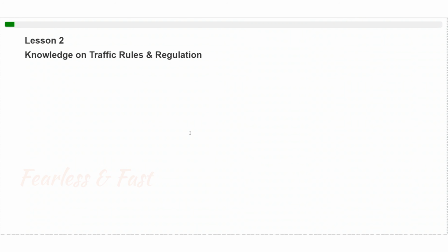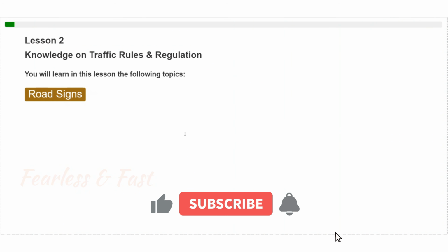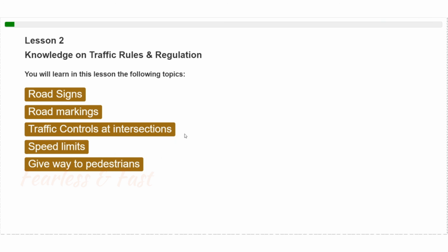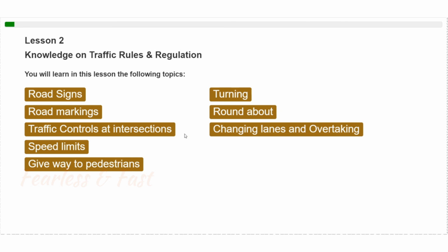Let's start Lesson 2, Knowledge on Traffic Rules and Regulation. You will learn in this lesson the following topics: road signs, road markings, traffic controls at intersections, speed limits, give way to pedestrians, turning, roundabout, changing lanes and overtaking, prohibition in parking.